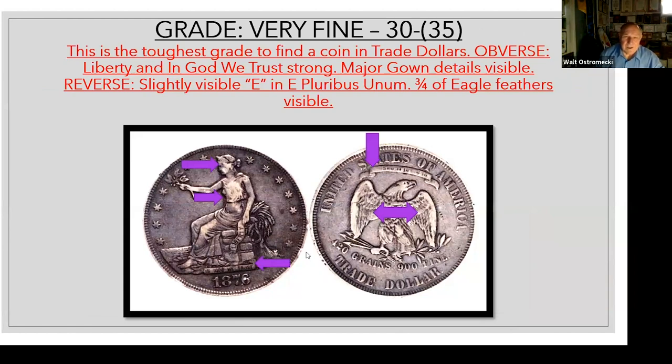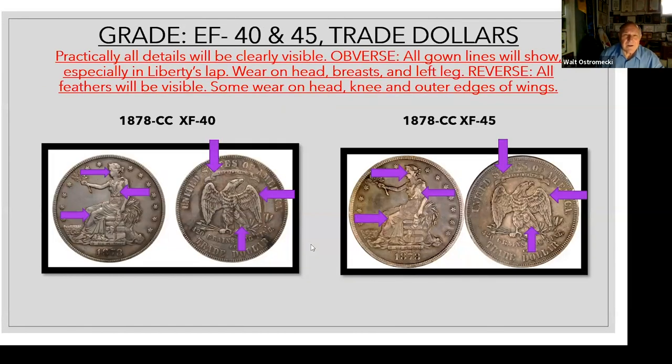Take a look at the headdress. 40 to 45, I want to be able to see both of them side by side. These are from my holdings, 78-CC on the left. That's a 40. And you probably see the difference if you look at the face and nose, a little more detail in the 45. Breastplate's a little more detailed here. The wings, you see a little bit more in the 45 versus the 40. So those are some of the high points, but that knee is an important point to keep in mind.